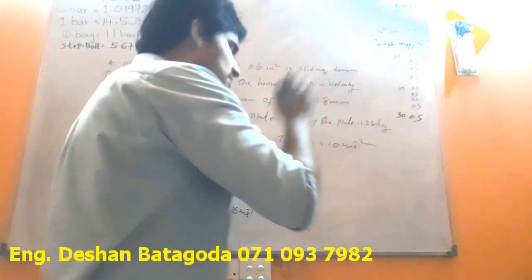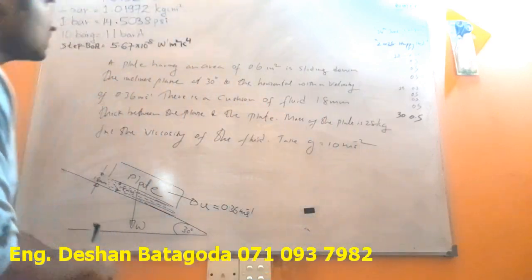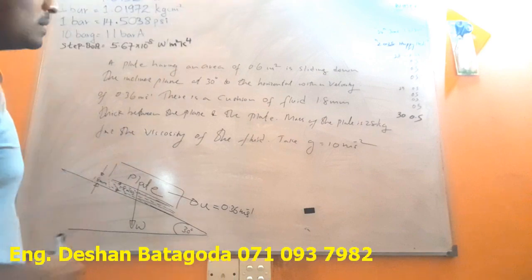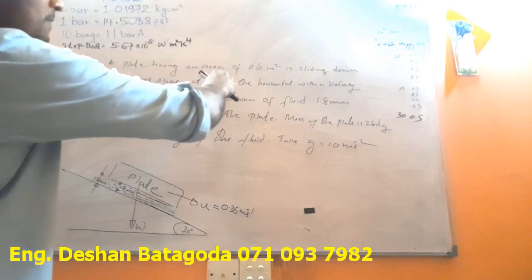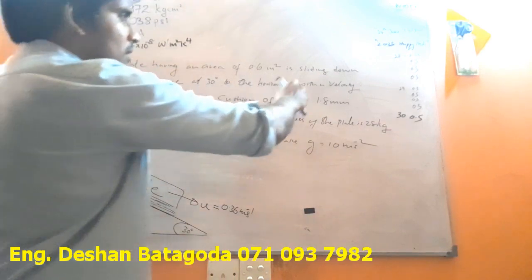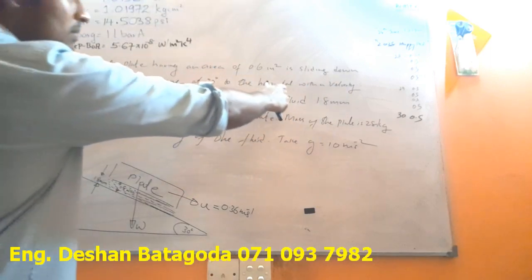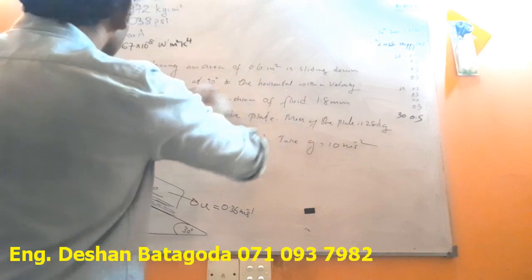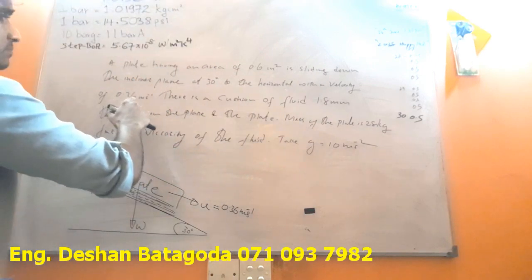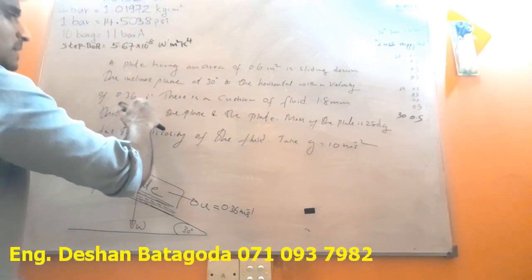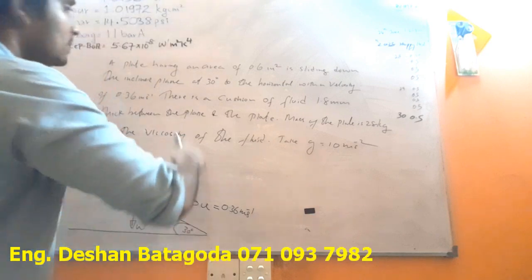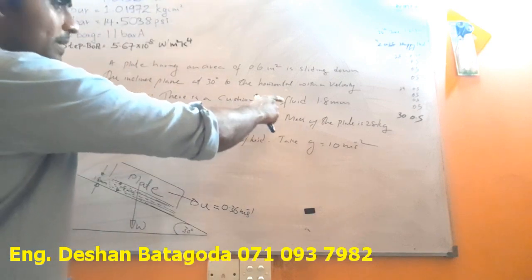Okay, right. So now let's consider this problem. Just read the problem. A plate having an area of 0.6 meters squared is sliding down the inclined plane at 30 degrees to the horizontal with a velocity of 0.36 m/s, and there is a cushion of fluid.